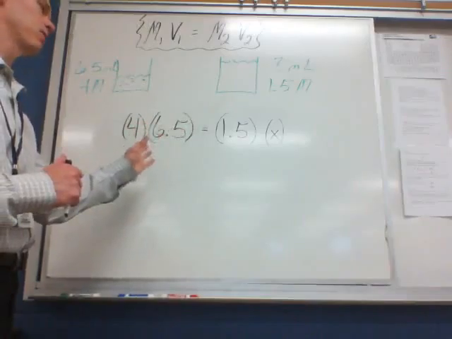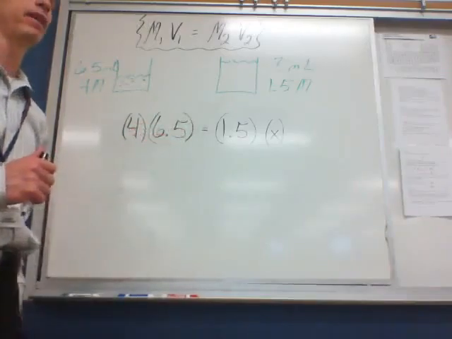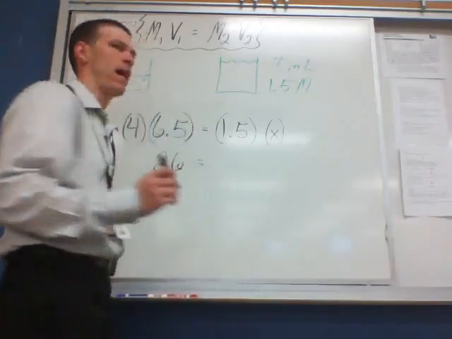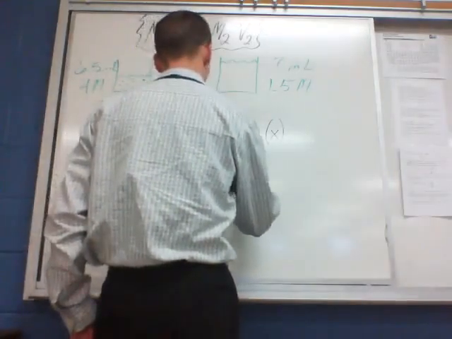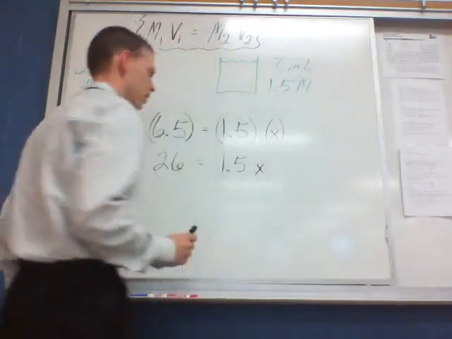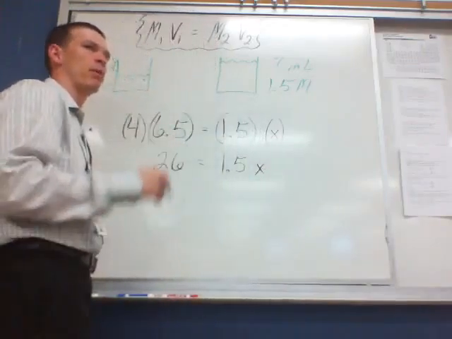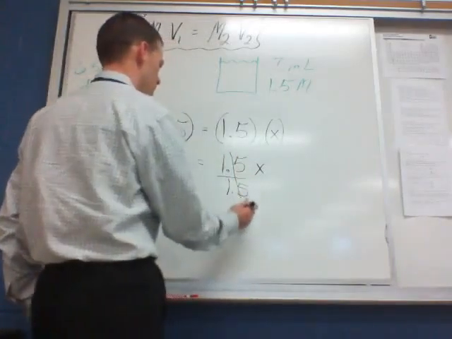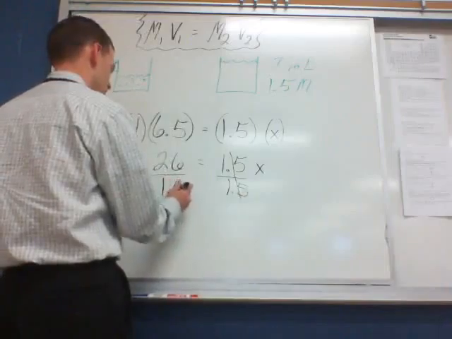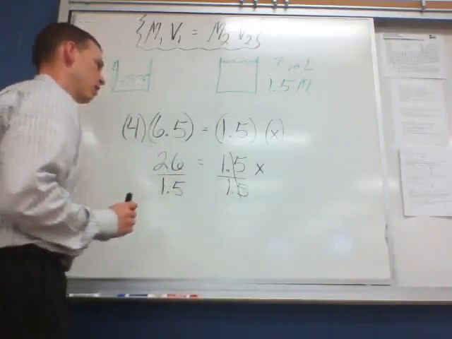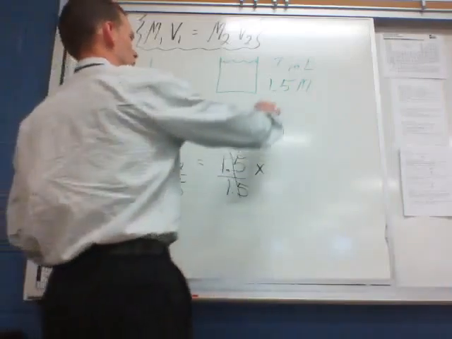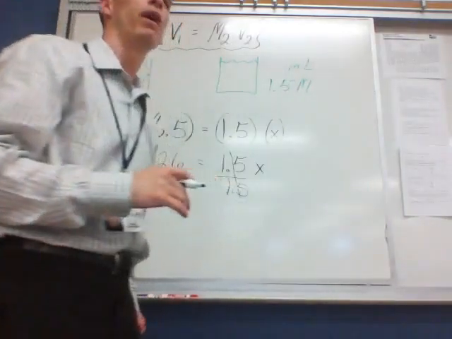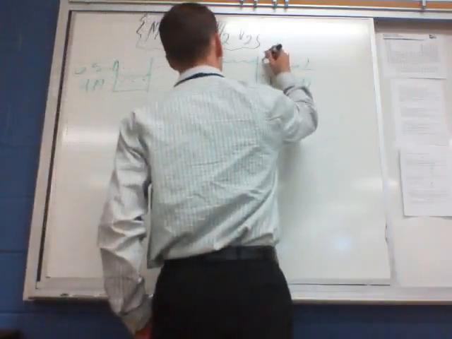Let's simplify the left first. 4 times 6.5 is 26. 1.5 times x is, divide by the number connected to the x. Divide by 1.5 on both sides. What did you get for the final amount of water over here? 17 point what? 17.3.